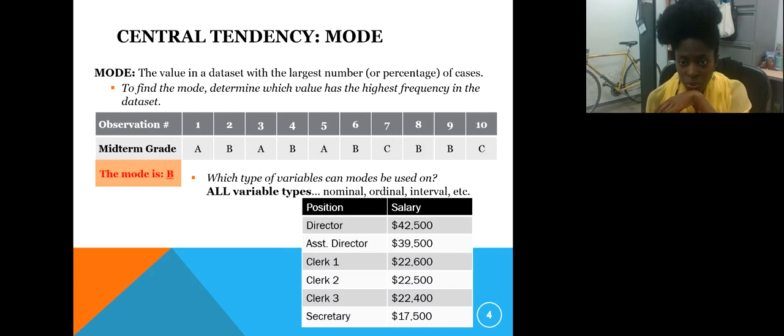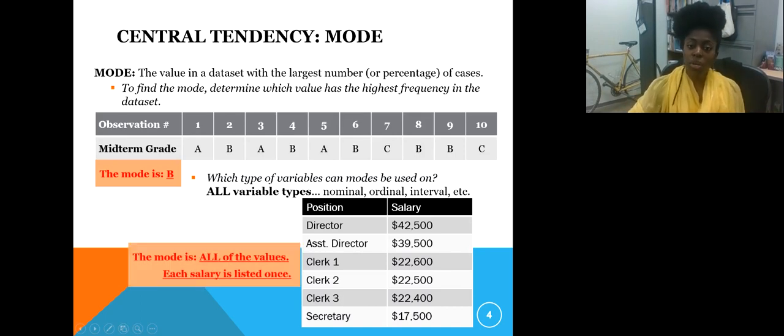We see 142, 139, 122.6, 122.5. Wow, so it's just one of everything. So what does that mean? Well, it means that they're all modes, or it means that none of them are modes, whichever you decide. Okay, so they're all modes, but none of them are modes. Okay, whatever you decide, because they're all seen there once.